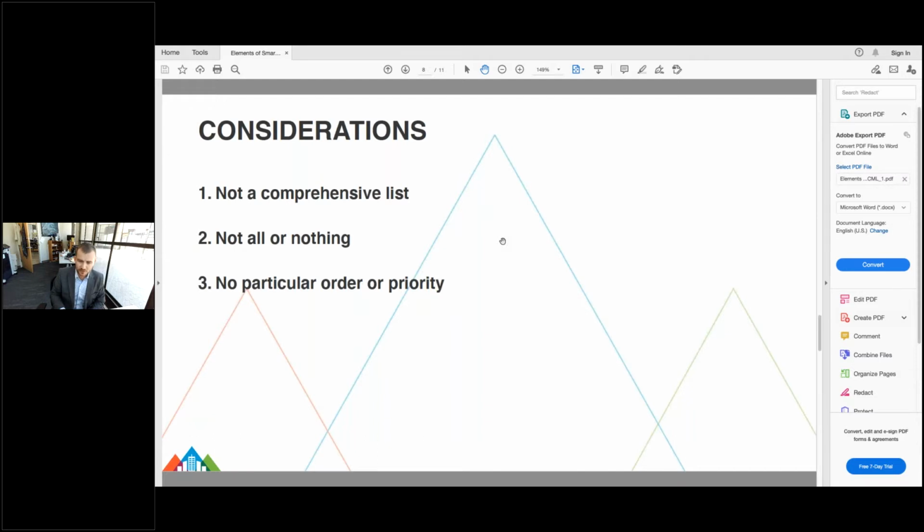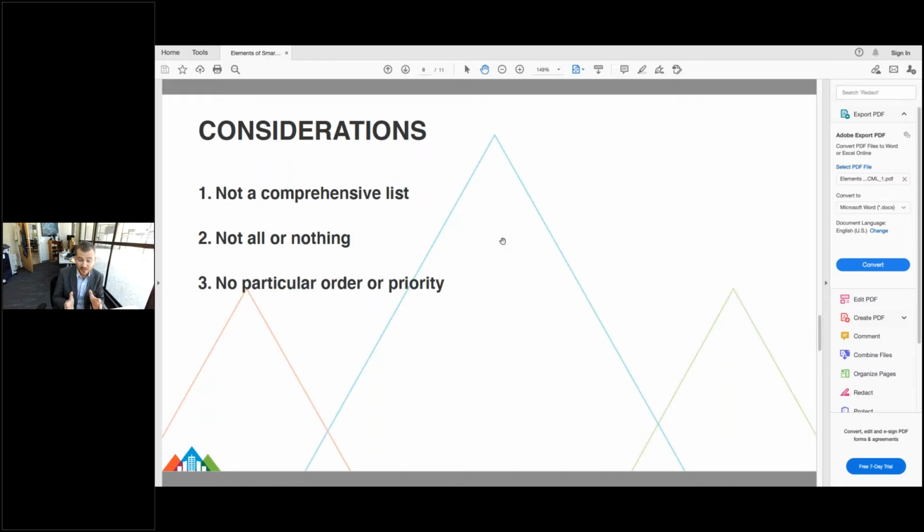So the last few caveats about those elements is, one, that it's not a comprehensive list. These are not the only things you need to do in order to build smarter government. You don't have to do all of them. You can pick and choose and start with ones that you think are most important. And there's no particular order or priority to them either. So don't think by the numbers that you have to have governance first. It's really kind of a mixed bag in terms of where you want to begin.